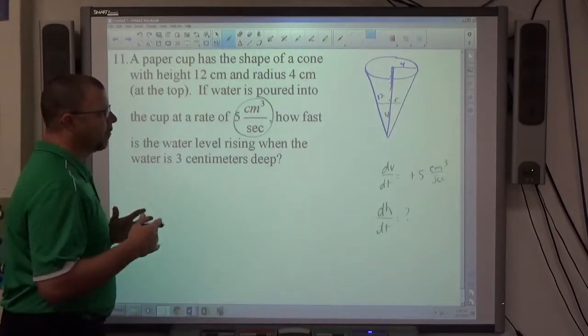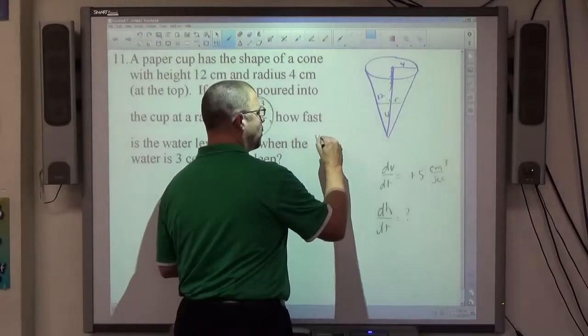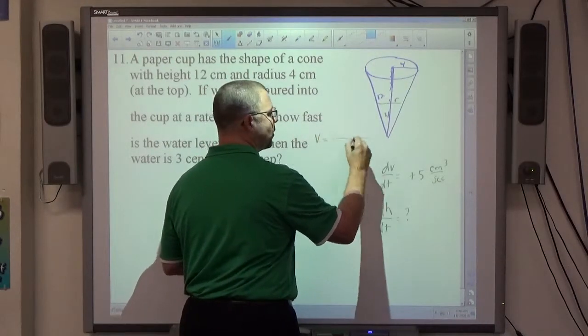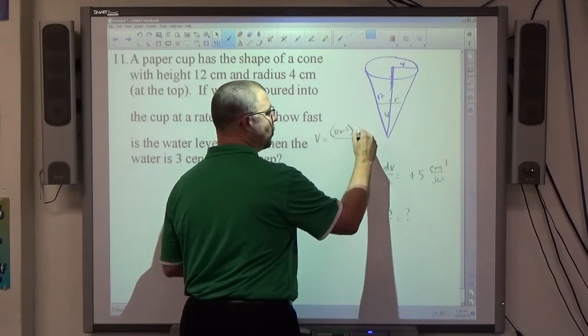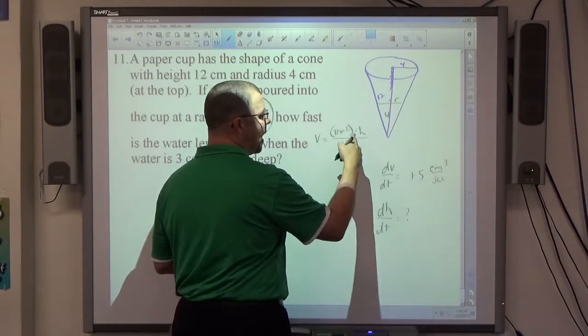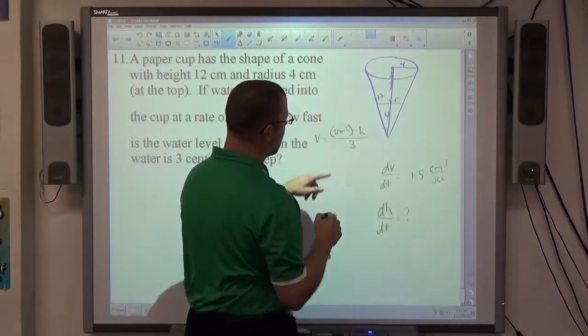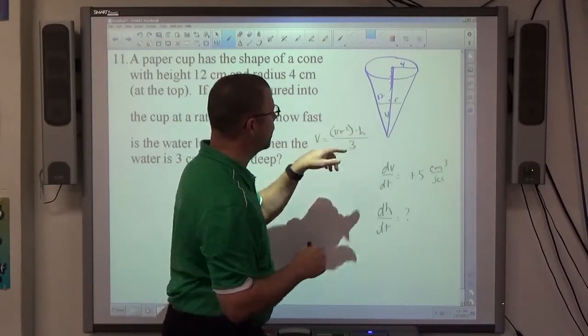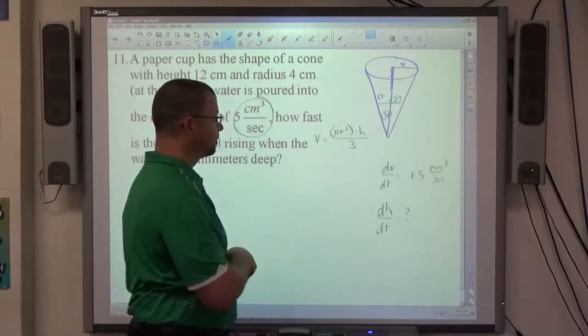So first off, if we deal with volume of a cone, volume of a cone is equal to the area of the base of the cone, which is a circle, times the height of the cone, h, divided by 3. And what I'm doing the volume of is the water, because the water is forming a conical shape also. So I'm not using 4 for a radius or 12 for height here. I'm using r for the radius, h for the height, because we're dealing with the volume of the water.